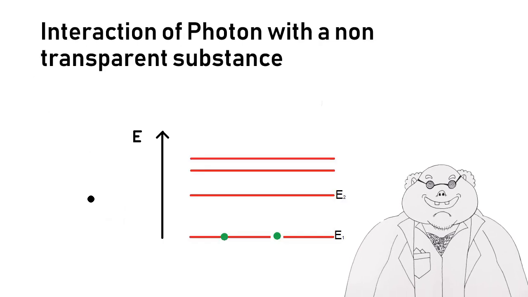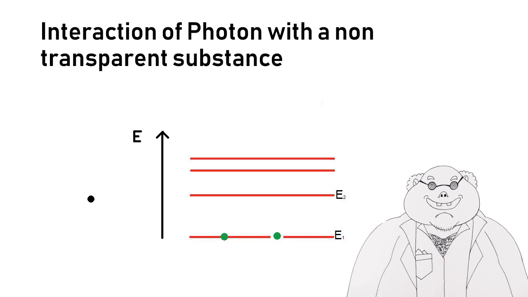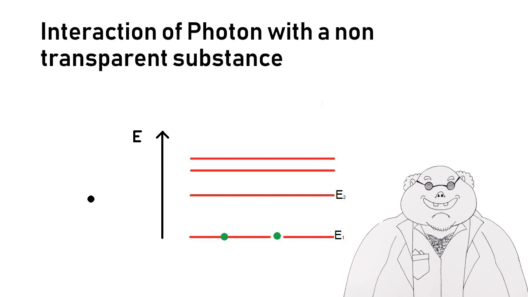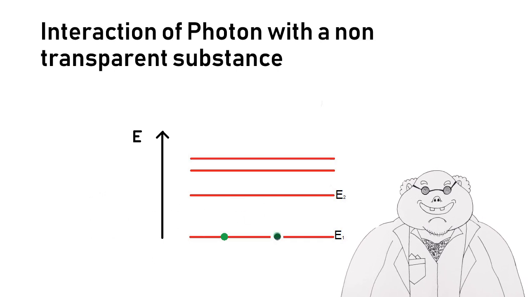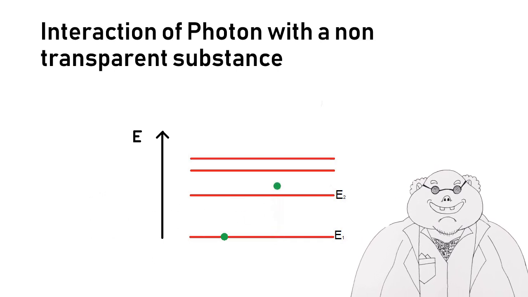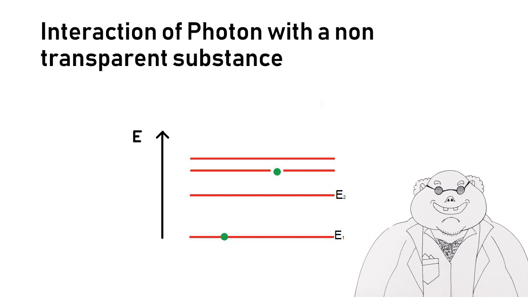Let us now take an atom of a substance which is not transparent. In that atom, the electrons and the energy gap will be such that the photons will be able to get absorbed and transfer electrons from a lower energy level to a higher energy level, and the original photon in this process will be lost forever.